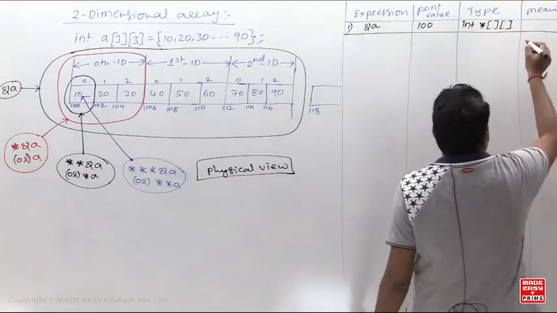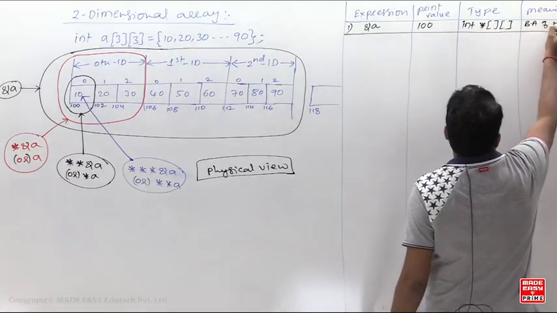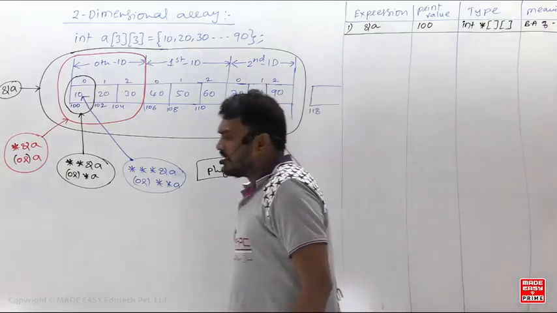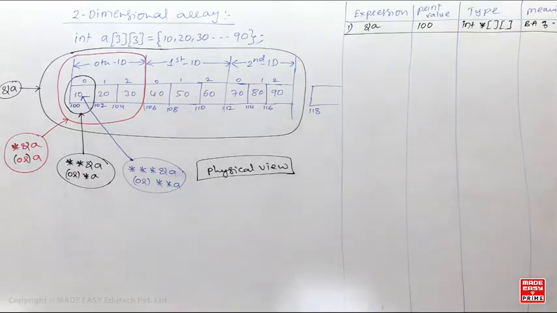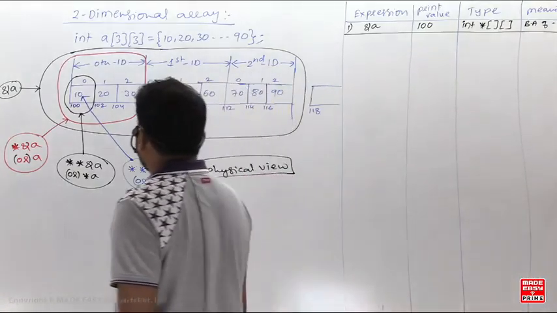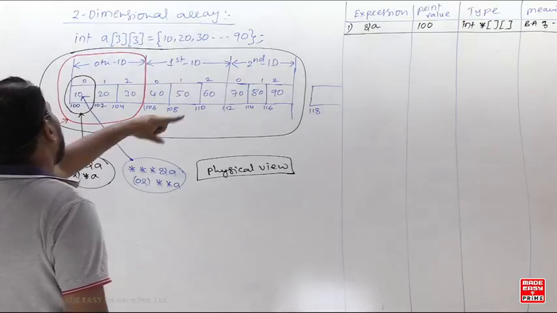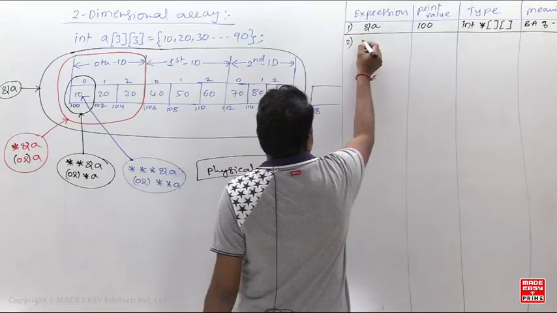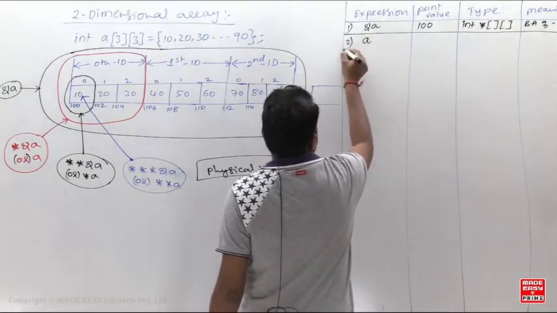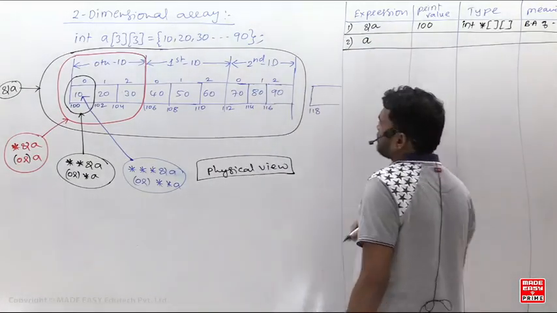So what is the meaning here? Okay, note down. Meaning is base address of the entire 2D array. Write quickly, understand carefully and copy fast. It will print 100. Number 1, meaning is the base address of the entire 2D array.